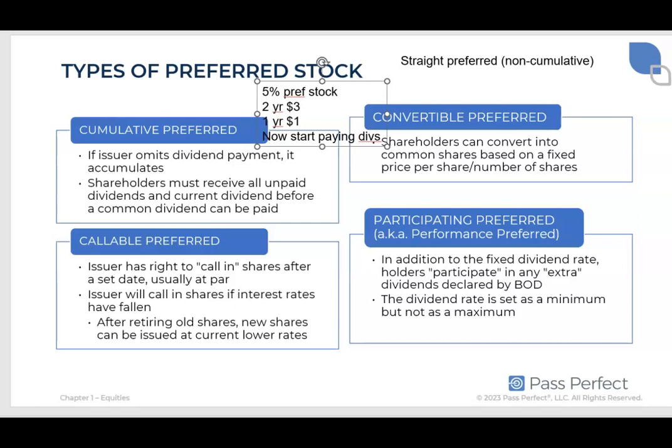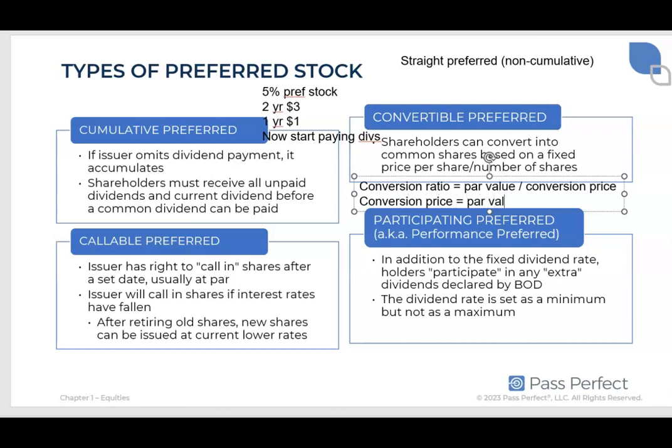All right, so first off, they might have a conversion ratio. And the conversion ratio is equal to the par value of the preferred stock divided by the conversion price. The conversion price is equal to the par value divided by the conversion ratio. All right, now this is not at all complicated. In fact, you already know how to do this because you know how to make change.